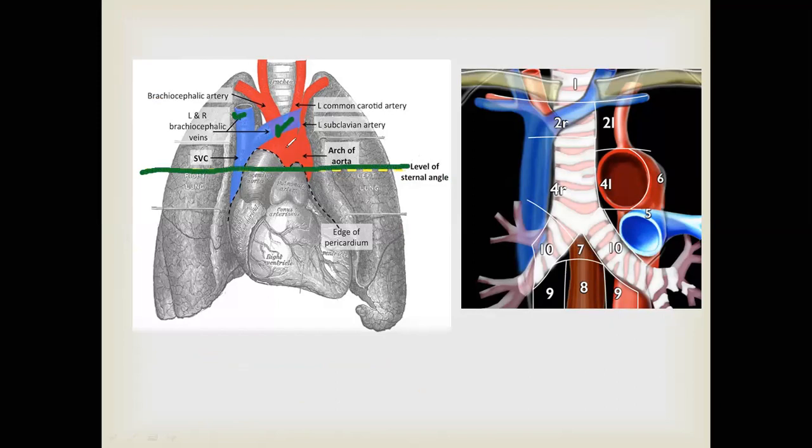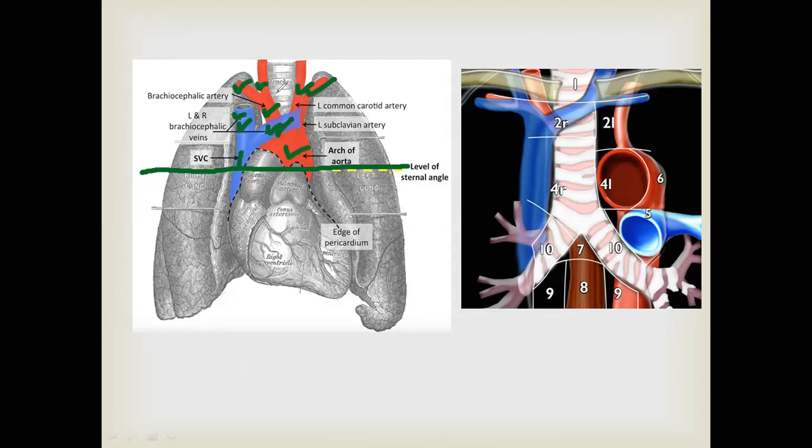The superior mediastinum contains the arch of aorta, and the arch will give you, from the left to the right, the left subclavian, the left of the patient, not the left of you. Yes, the left subclavian, then the left common carotid, then the brachiocephalic artery. And the brachiocephalic artery itself will divide into the right subclavian and the right common carotid. This is the left brachiocephalic vein uniting with the right brachiocephalic vein to form the superior vena cava.